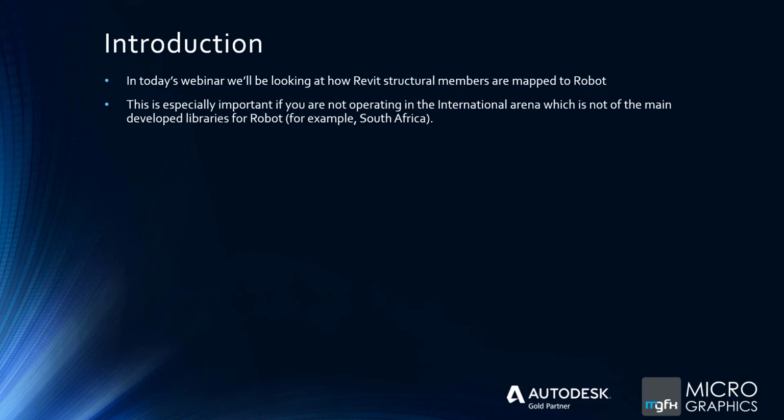Important to note, in today's webinar we'll be looking at how Revit structural members are mapped. This is also important if you're not operating in the typical international arena like England and America, but rather in one of the smaller countries like South Africa, because there are specific libraries that have been developed for these regions.